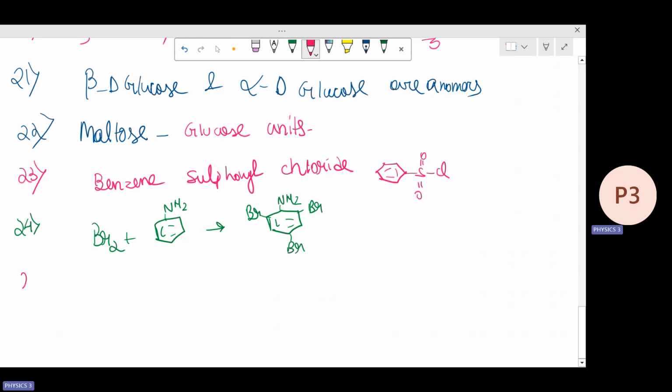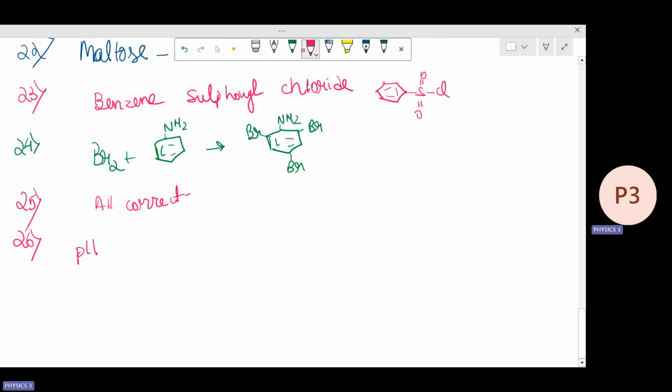Now next, 25. In case of 25, they are asking about catalyst. See, a catalyst increases the rate of reaction. It also decreases the time of attaining equilibrium because the reaction is faster and the activation energy is of course decreased. So all the statements are correct. All correct in this case.